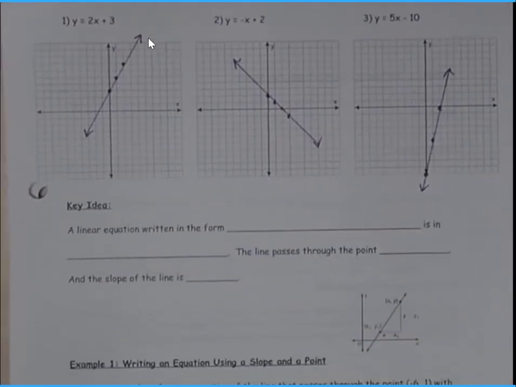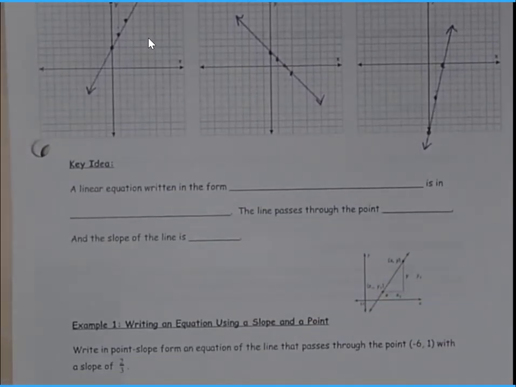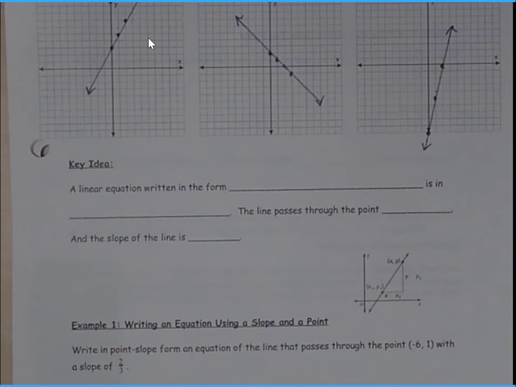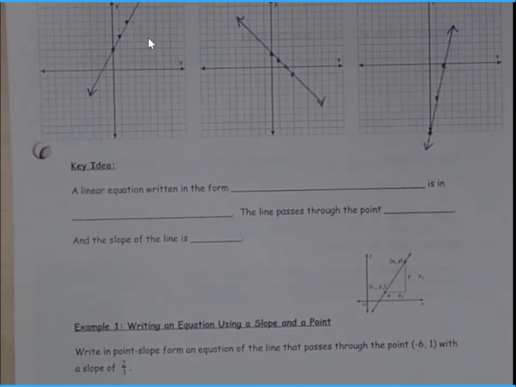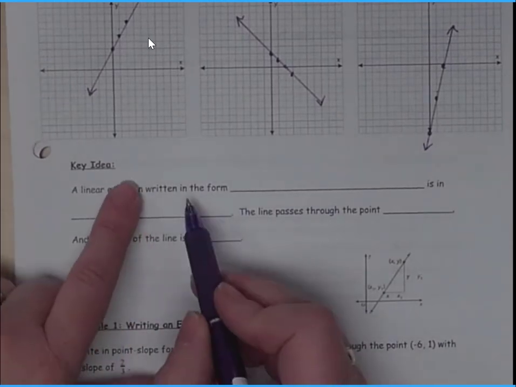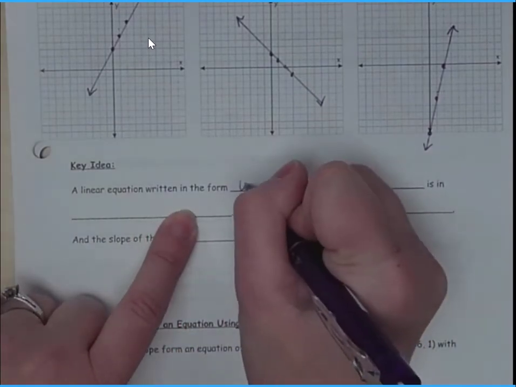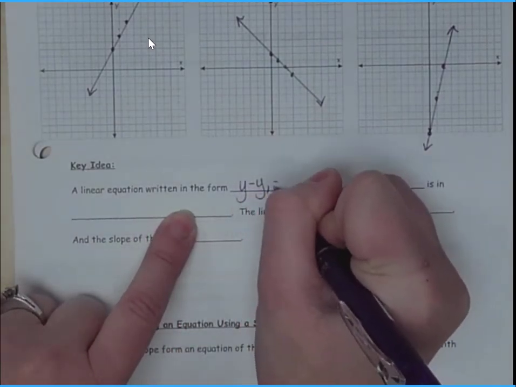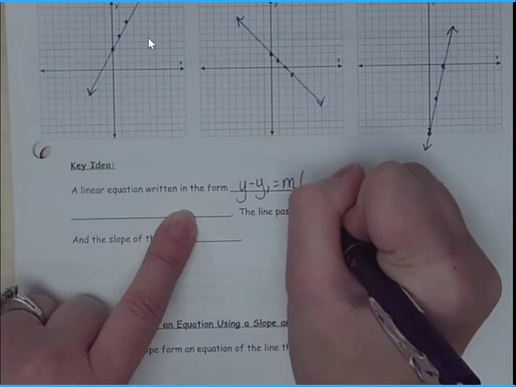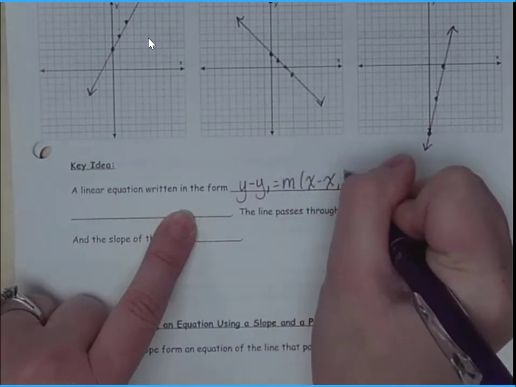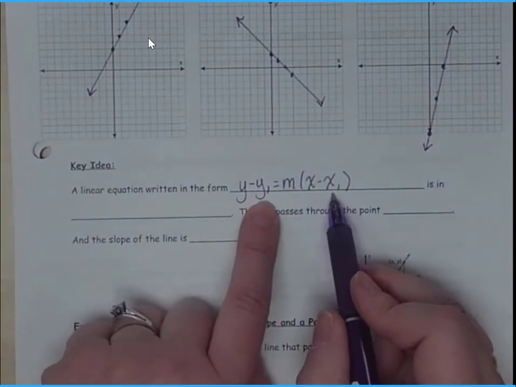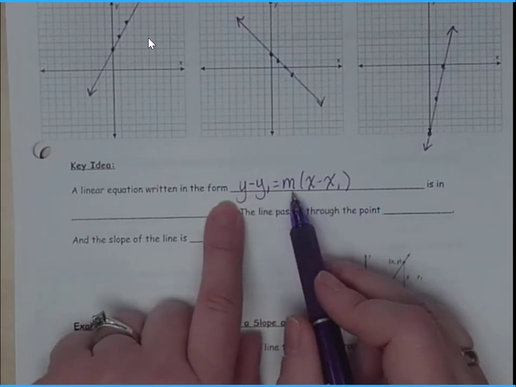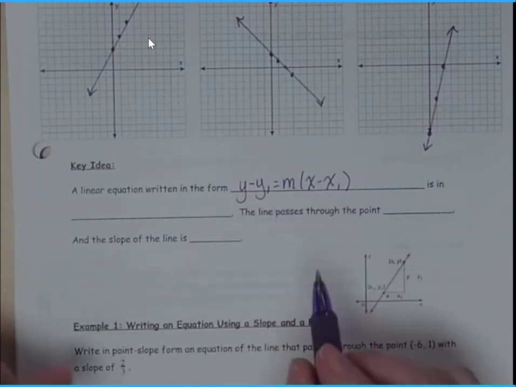All right, so what we're going to do today is take a look at how to write an equation of a line without a graph. So if we're given a point and a slope, can we come up with an equation? A linear equation is written in the form y minus y1 equals m times x minus x1. And remember, x1 and y1 are our points. The rest are part of our equation.